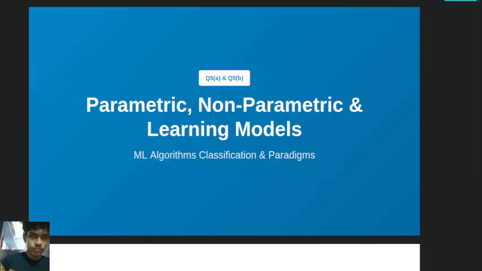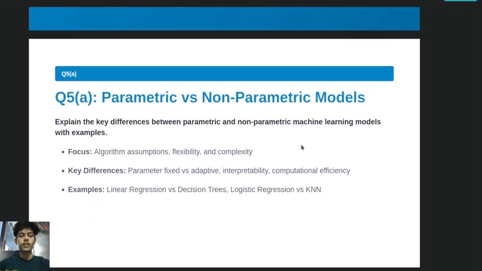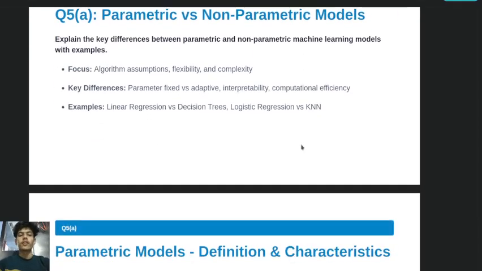So we will go for our learnings. Now first we will go for parametric and non-parametric. Here we focus on algorithm assumptions, flexibility and complexity. The key differences between parametric and non-parametric are fixed versus adaptive, interpretability, computational efficiency, with examples like linear regression, decision trees, logistic regression, and k nearest neighbors.